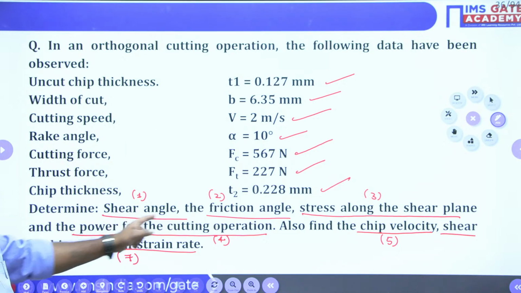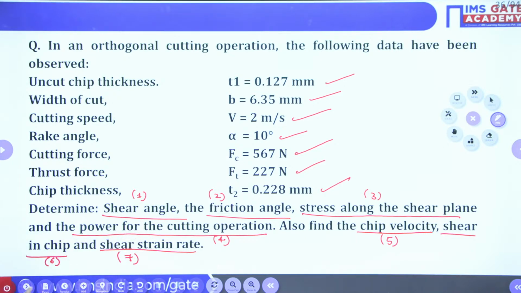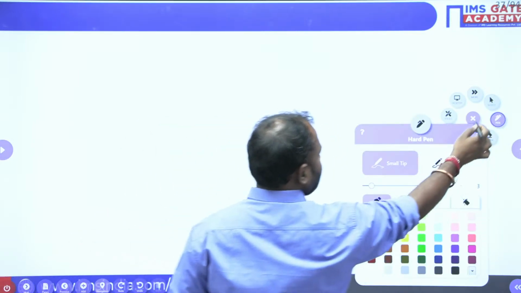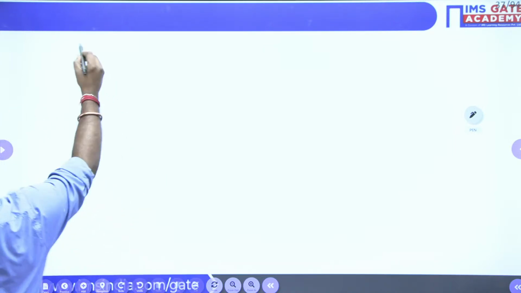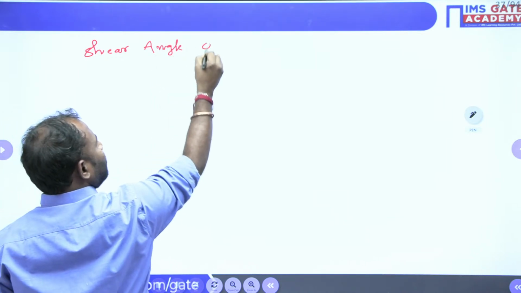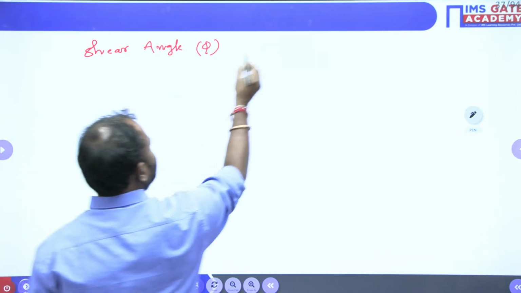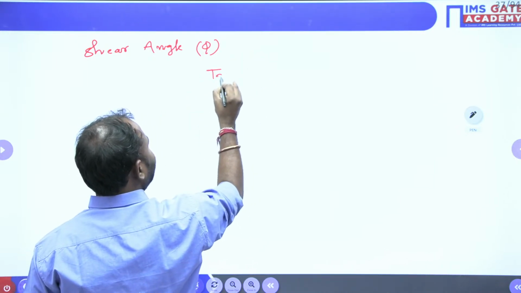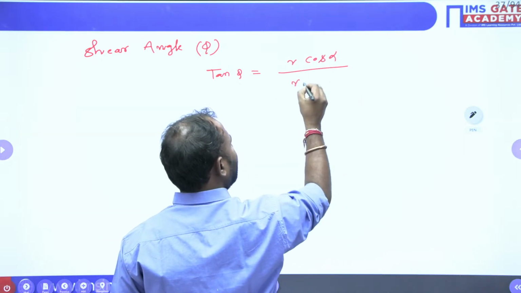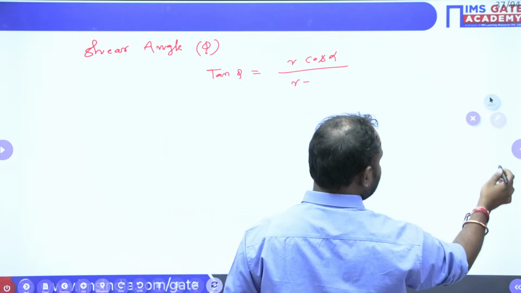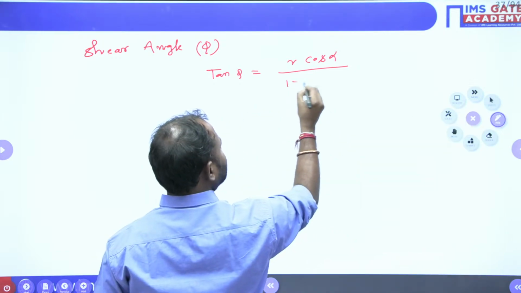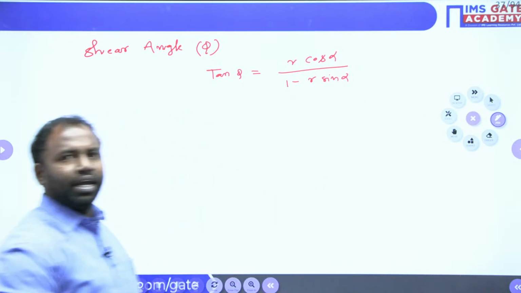First, shear angle. So what is shear angle? First we'll calculate the shear angle, which we indicate with phi. Now tan phi is equal to r cos alpha divided by 1 minus r sin alpha. Okay, guys. Now what is r?